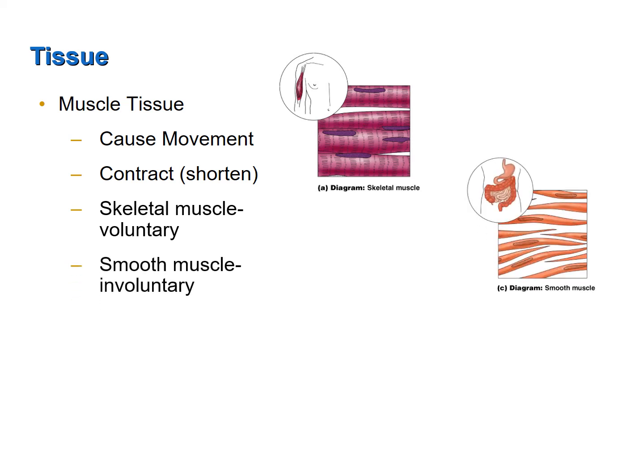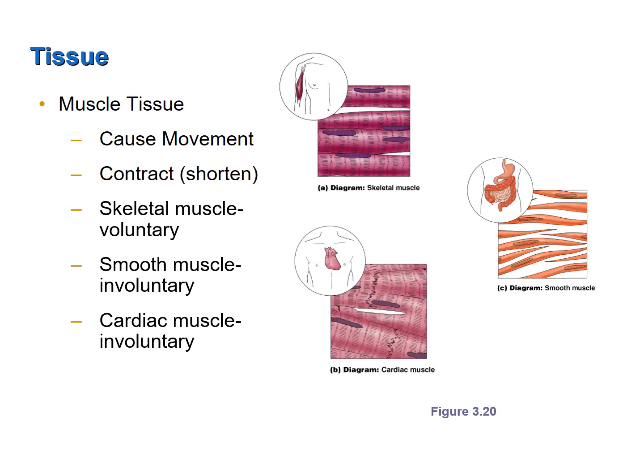Smooth muscle tissue, unlike skeletal muscle tissue, is not subject to voluntary control. Smooth muscle tissue is found around hollow organs of the body like the digestive tract, the urinary tract, and the respiratory tract. Smooth muscle tissue is involved in moving substances throughout the hollow organs.